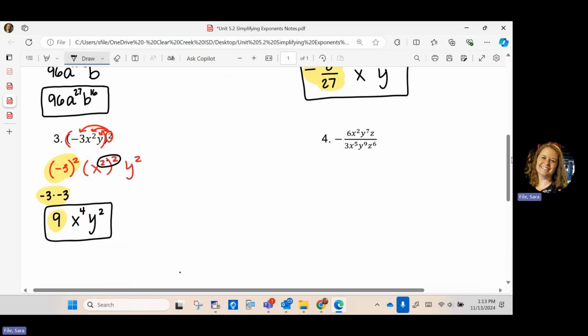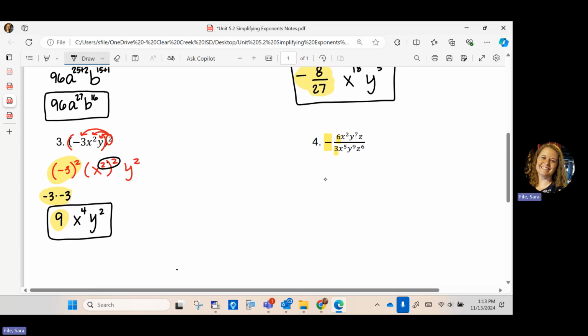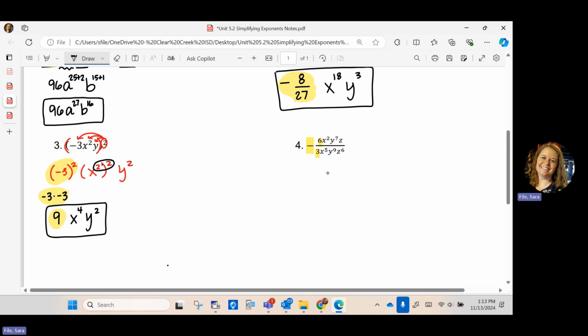So first I'm going to look at the numbers here and see if I can simplify that. So I've got 6 over, well, it's negative, and then 6 over 3. What is 6 divided by 3? Just 2, right? And this is negative. So that's just -2.